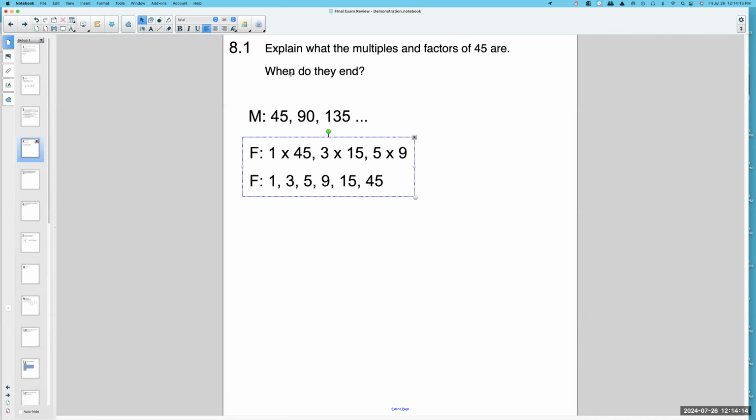The main part of this question of when they end would be if I was talking about multiples, because multiples never end, but I do have a finite number of factors of 45. These are all the whole numbers that I can multiply and get 45. There's nothing else. And I know when I start going backwards here, right? 5 times 9, now the next one is 9 times 5, 15 times 3, and so it goes backwards. Okay.